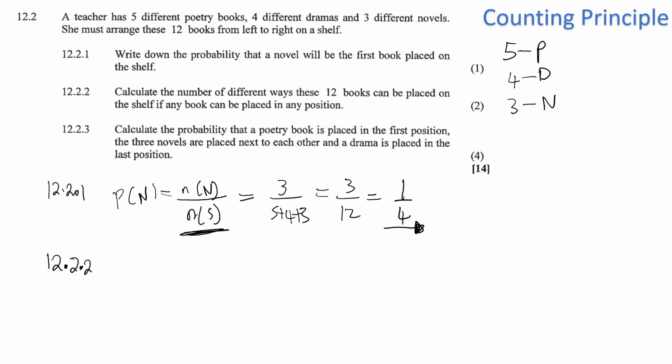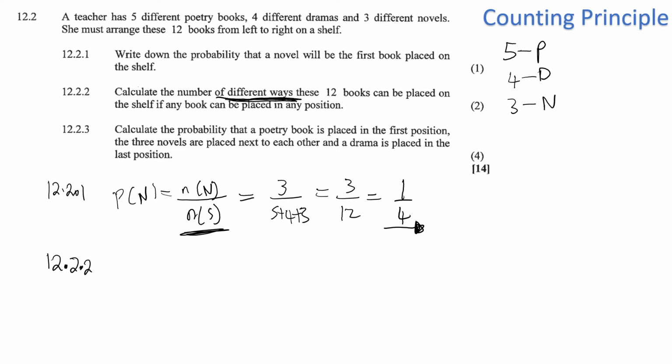12.2.2, calculate the number of different ways. So this is the counting principle, right? When you start to hear the number of different ways to arrange items, the number of different ways in which we can select things, it's the counting principle, right? Calculate the number of different ways in which these 12 books can be placed on a shelf if any book can be placed in any position.